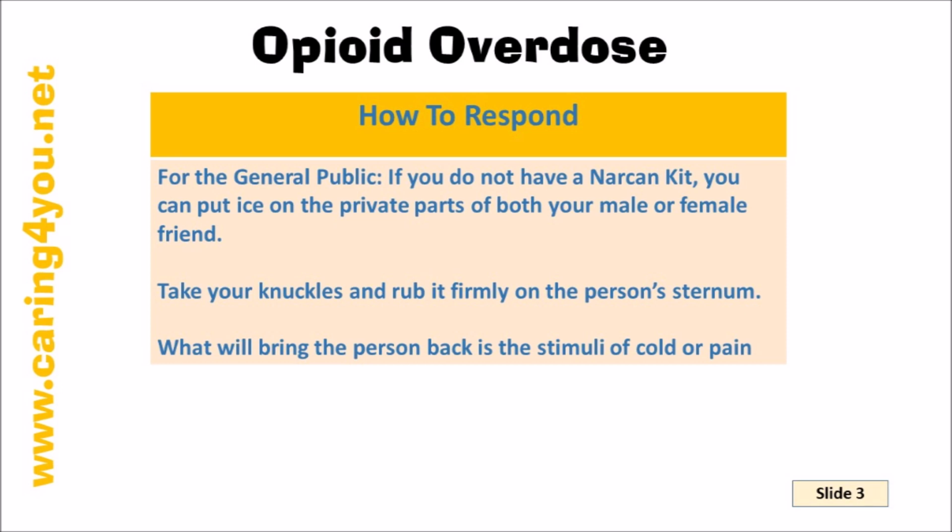That hurts, okay? The thing is, you want to solicit a pain response or some kind of response to jerk the person back into consciousness. So, if you don't have a Narcan kit, you can at least throw some ice on your friend's testicles or rub your friend's sternum. All right? What we're trying to do here, ladies and gentlemen, is bring the person back to consciousness by stimulating cold, which is the ice, or pain, which is rubbing your knuckles really hard on the person's sternum.